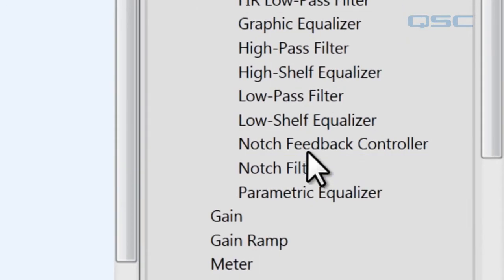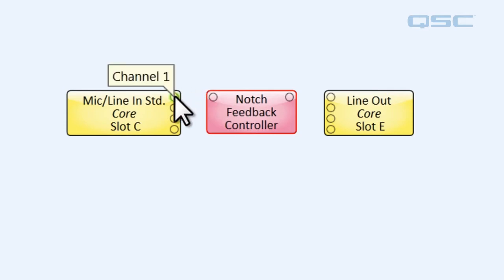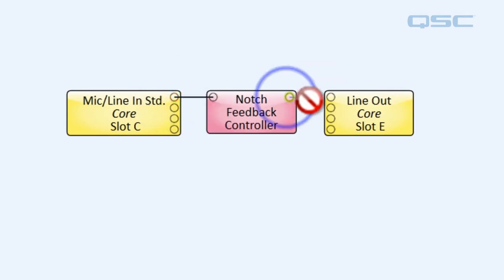And there's your notch feedback controller. It has one input and one output and is intended to be placed in your signal flow just before it feeds the channel of the amplifier. In fact, each channel of each amplifier in the room should have its own NFC component. And if you have a mono signal that is being converted to a stereo, like I have, you should place the NFC in the mono signal just before it splits.